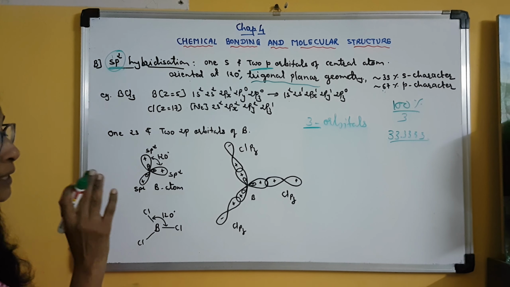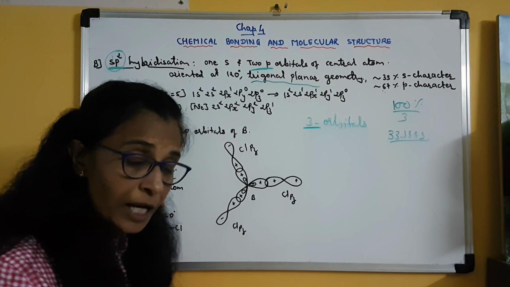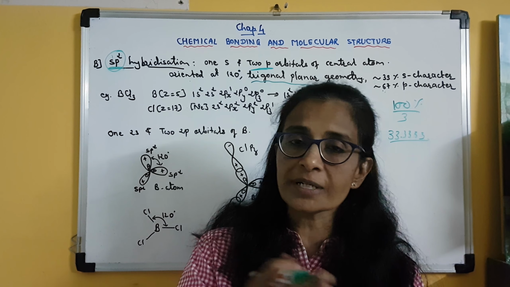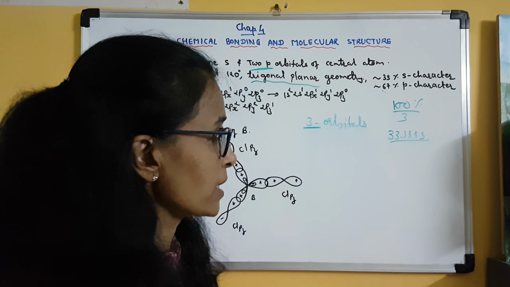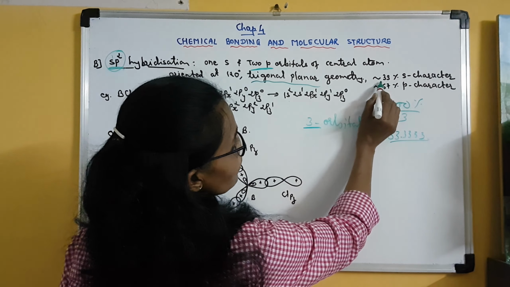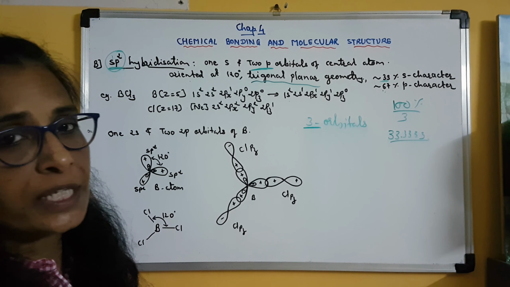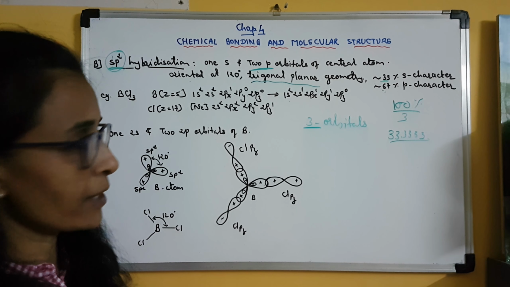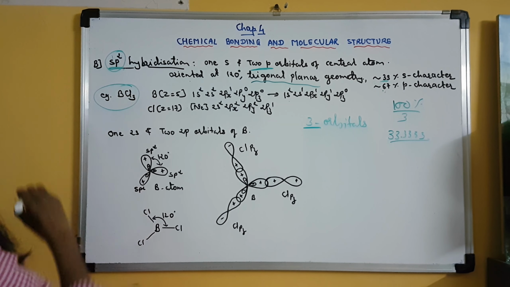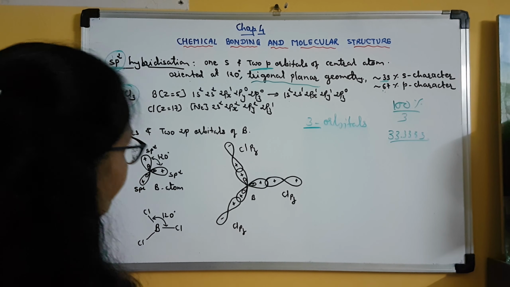Clear? So in case of sp hybridization, we have seen that this type of hybrid orbitals have 50-50 character, that is 50% s character, 50% p character. But in case of sp2 hybrid orbitals, there will be approximately 33% s character and approximately 67% p character. Clear? Now let us take the example of BCl3, boron trichloride, in order to understand this sp2 hybridization.